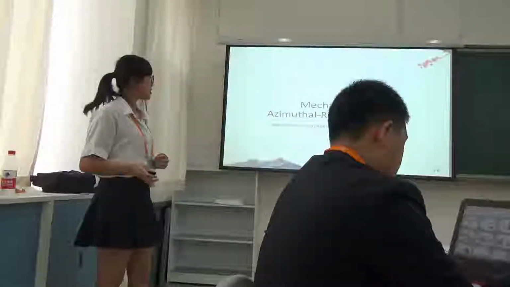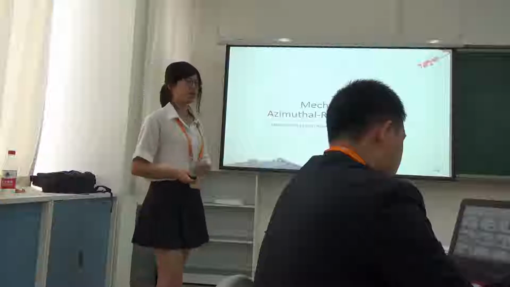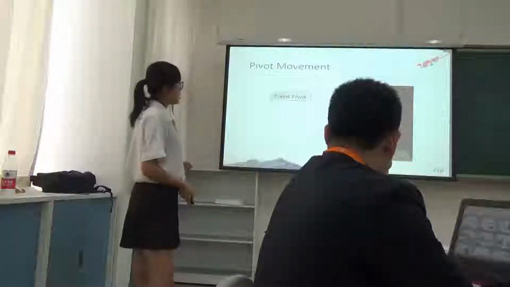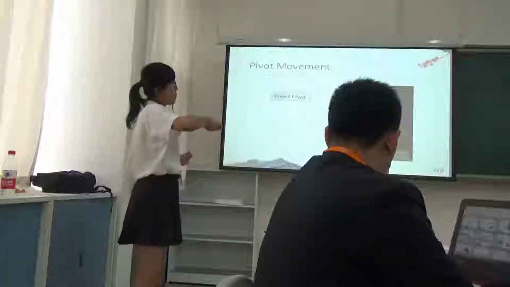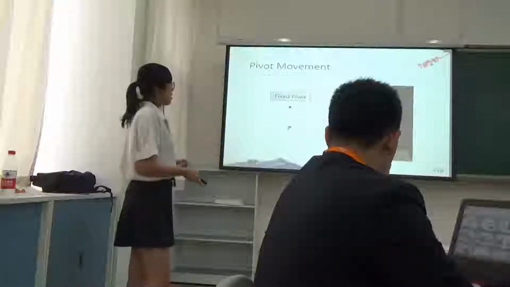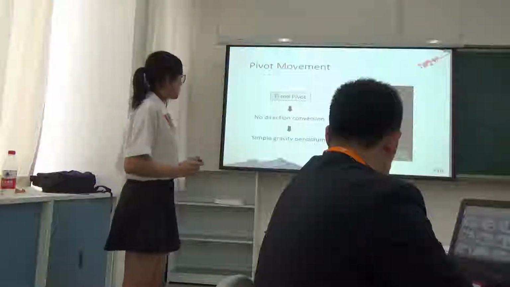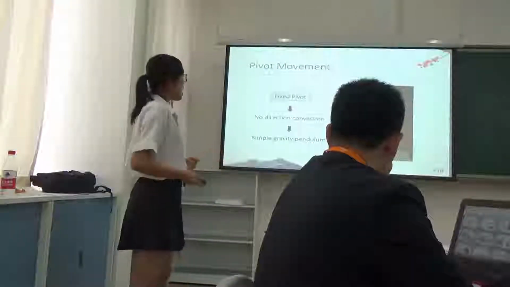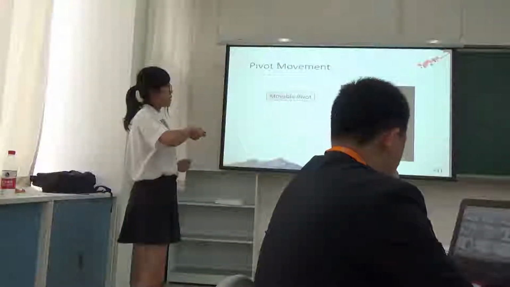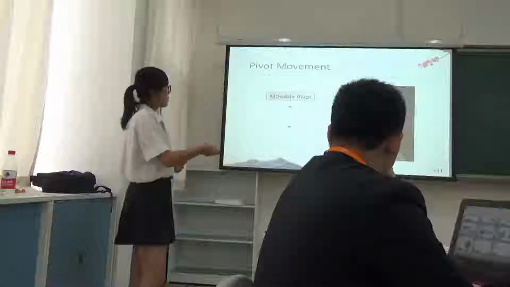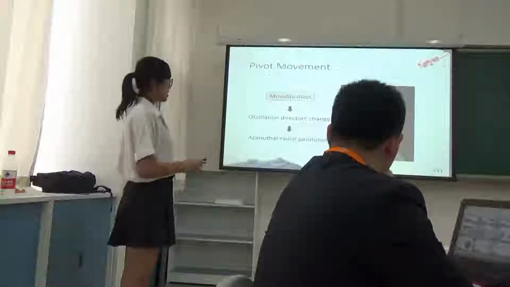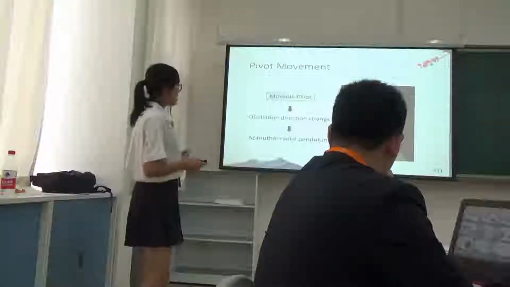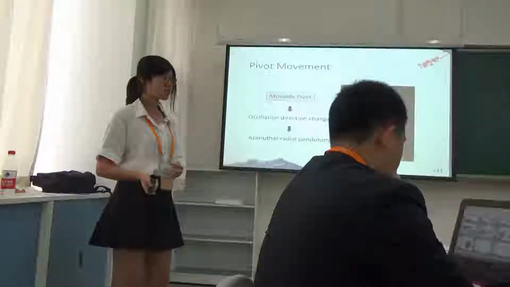Here comes the mechanism of the azimuthal-radial pendulum. First, I want to show that if there's a fixed pivot, the bob will swing from here, and because there's no direction conversion, it will behave like a simple gravity pendulum. However, when there's a movable pivot, which you can see here, its oscillation will start changing direction, and thus cause an azimuthal-radial pendulum.